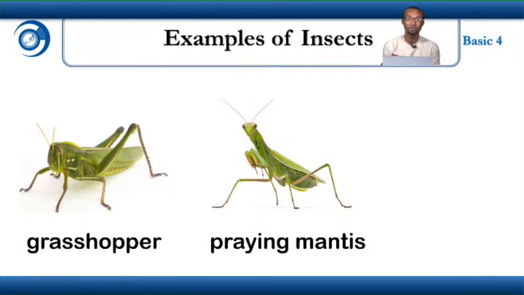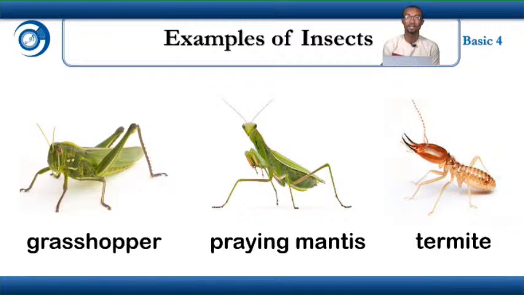The next example is the praying mantis. The praying mantis is also an example of an insect, and it just looks similar to the grasshopper. Let's look at the last one for the examples. Termites. These insects normally destroy wood. They are also insects.